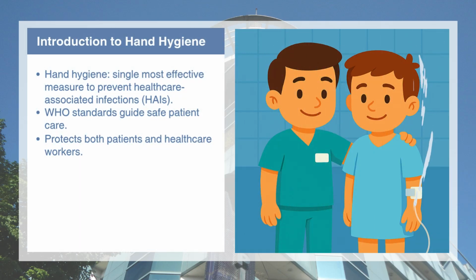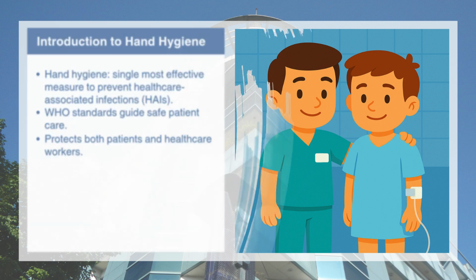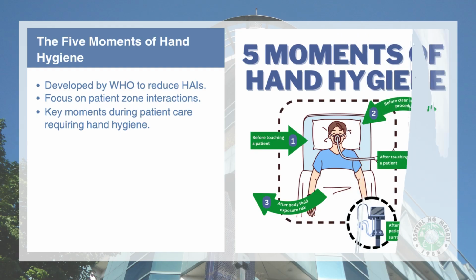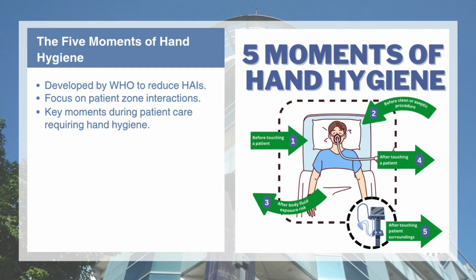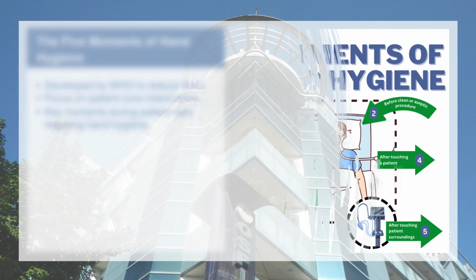Hand hygiene remains the simplest, most cost-effective method for preventing healthcare-associated infections. Today's guidelines are based on the World Health Organization's recommendations, promoting safer care for everyone. The WHO defines 5 moments during patient care where hand hygiene is crucial to interrupt germ transmission. These moments are designed to cover all possible points where contamination can occur. Understanding and adhering to these 5 moments helps build a strong infection prevention culture in healthcare environments.